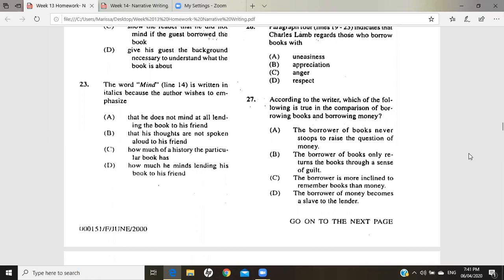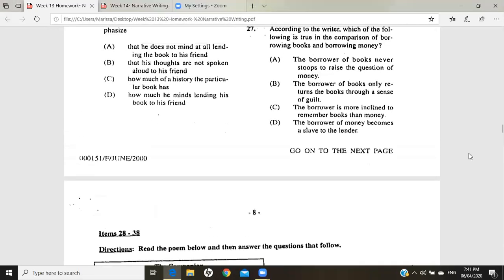27 says, according to the writer, which of the following is true in the comparison of borrowing books and borrowing money? There was one thing that the writer said about borrowing books and borrowing money. Felicia, do you know the answer? D? Yes, the answer is D. The borrower of money becomes a slave to the lender.